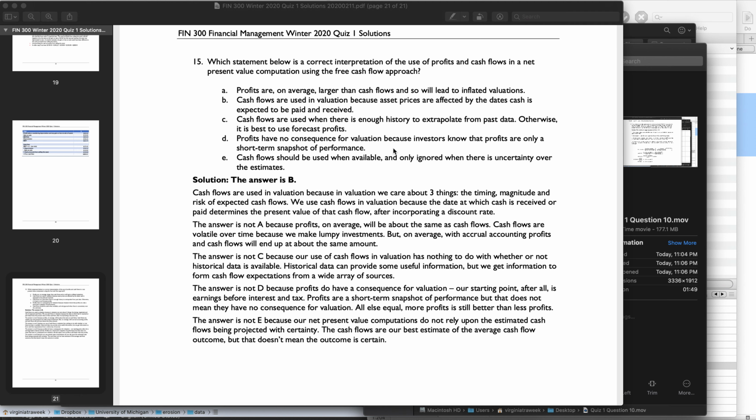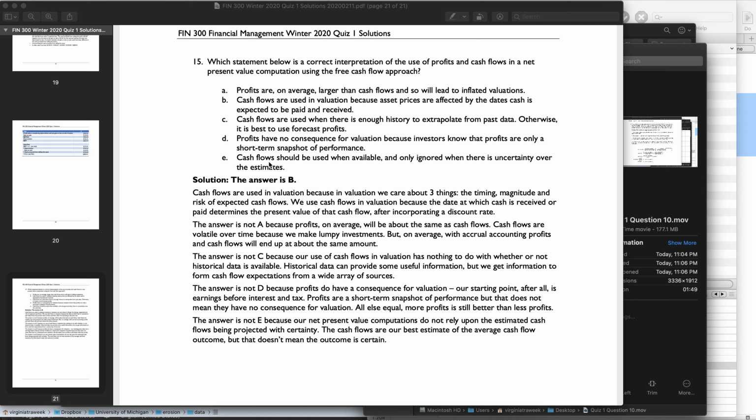D, profits have no consequence for valuation because investors know that profits are only a short-term snapshot of performance. But we're taking all of the profits across all time, so I'm not sure why that would be an answer. Yes, they are a short-term snapshot in the sense that they're just one year. But if we have all of the years of profits, then that's how we're going to value the company. Well, cash flows in that sense. But that's clearly not the answer.